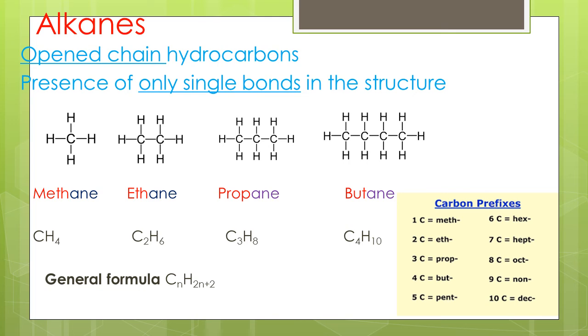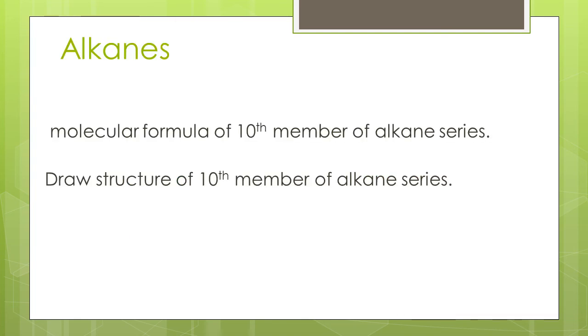So alkanes have the general formula CnH2n+2. Here n means the number of carbon atoms. This group of hydrocarbons having only single bonds in their structure is called the alkane series. They can be represented by the same general formula. So the general formula of all the members of the alkane series is CnH2n+2.